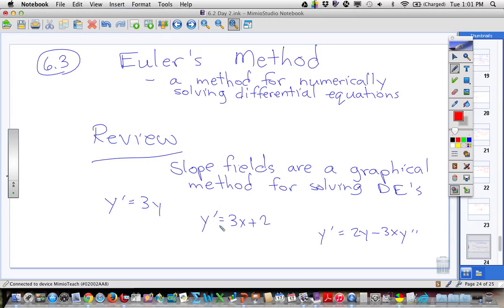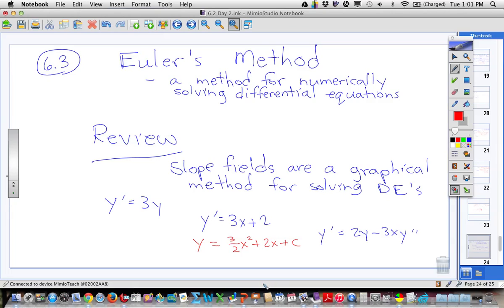But we do know how to solve this one, right? What would we do? Antiderivative. That'd be 3/2 x squared plus 2x plus c. And to find the c, we need some initial condition. We could plug in, we could find our y value. So if we solve a differential equation, we get the original function y, and then we could find some points on that particular function or that particular graph. So some of them we know how to solve and some we don't.